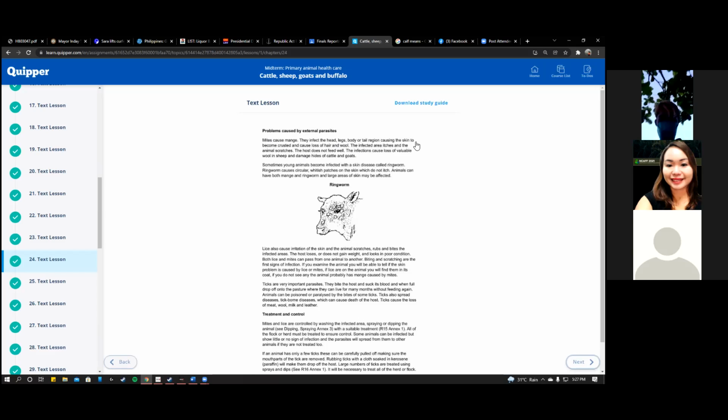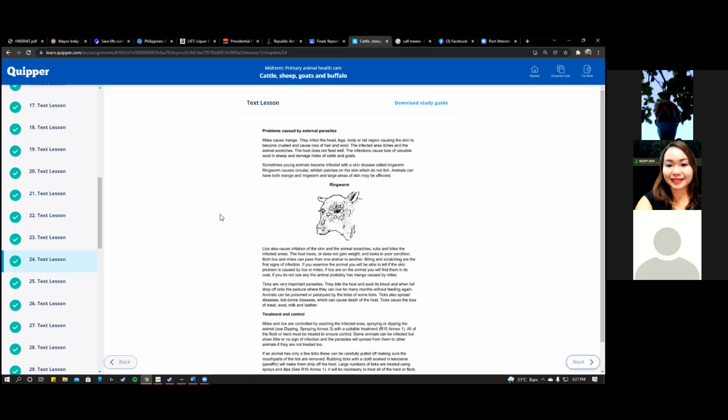So they infect the head, legs, body, or tail region, causing the skin to become crusted and cause loss of hair and wool. The infected area itches and the animal scratches. The host does not feed well. The infection causes loss of valuable wool in sheep and damage to hides of cattle and goats. So it causes many problems, especially in sheep because their wool gets damaged.